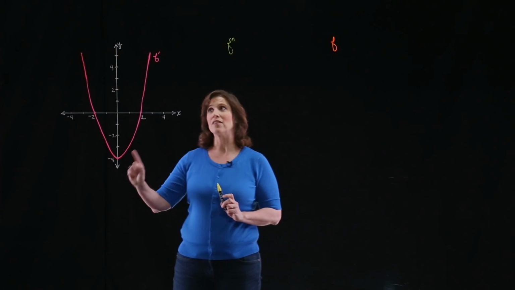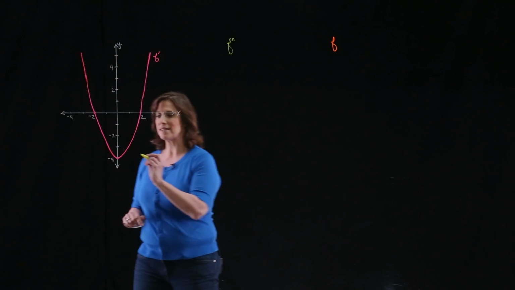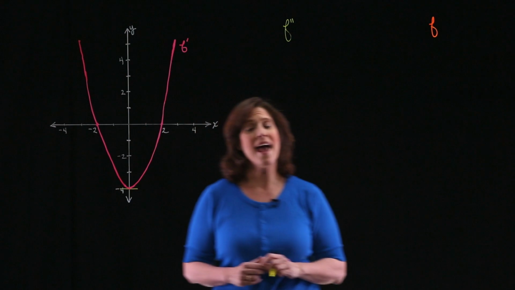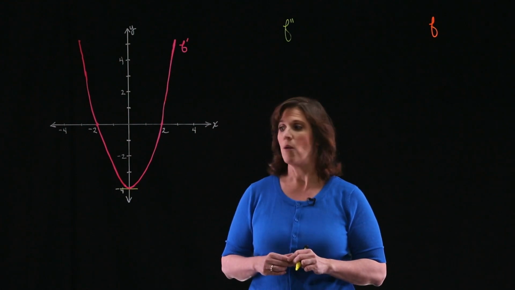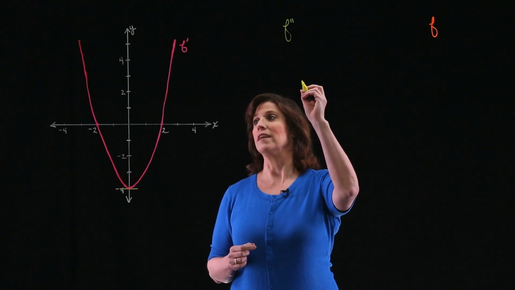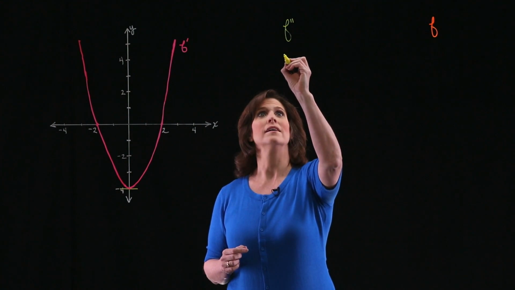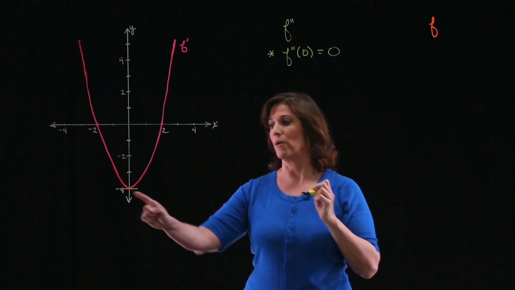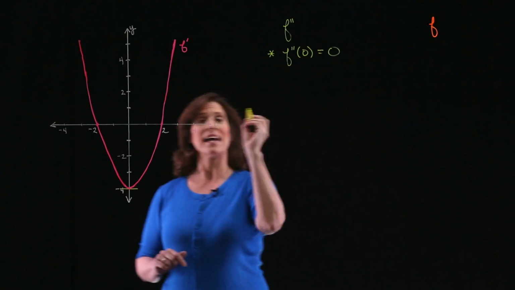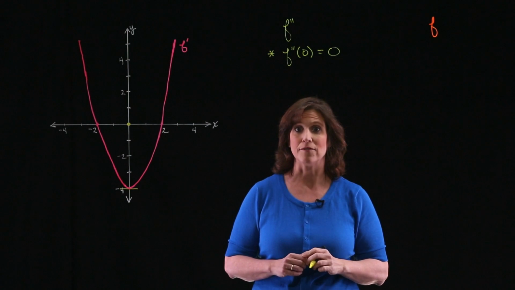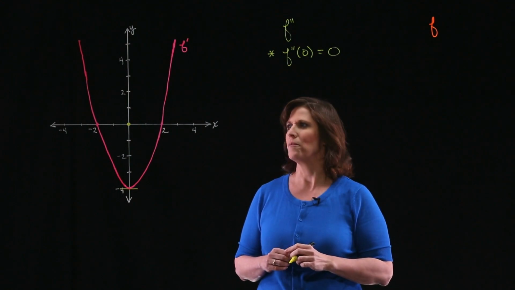Well, by looking at the first derivative, I notice that right here at x equals 0, I have a horizontal tangent. Well, what does that tell me? Well, that tells me that the second derivative is going to equal 0 at x equals 0, which means that the second derivative will actually have the point (0, 0) on the graph. Well, what else do I know?